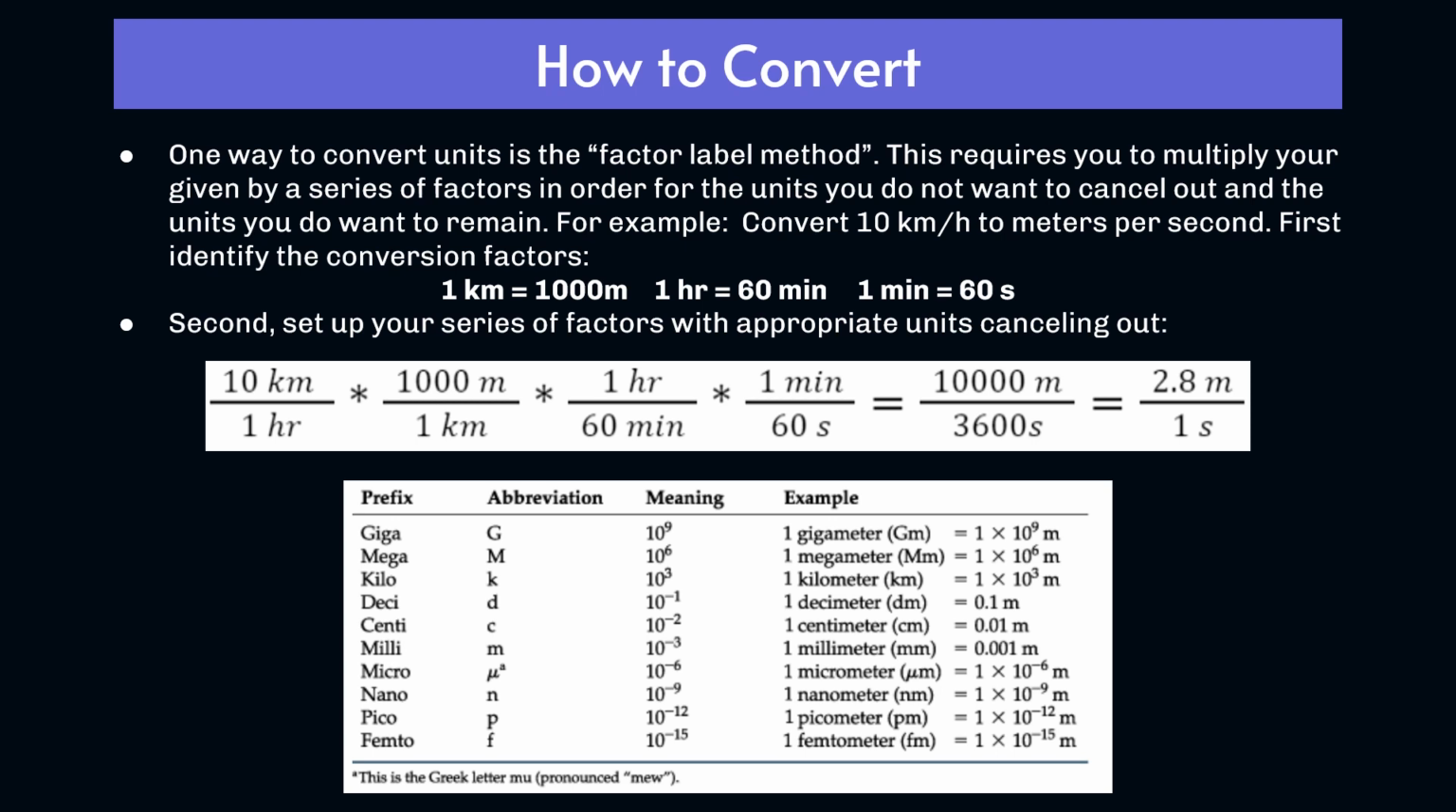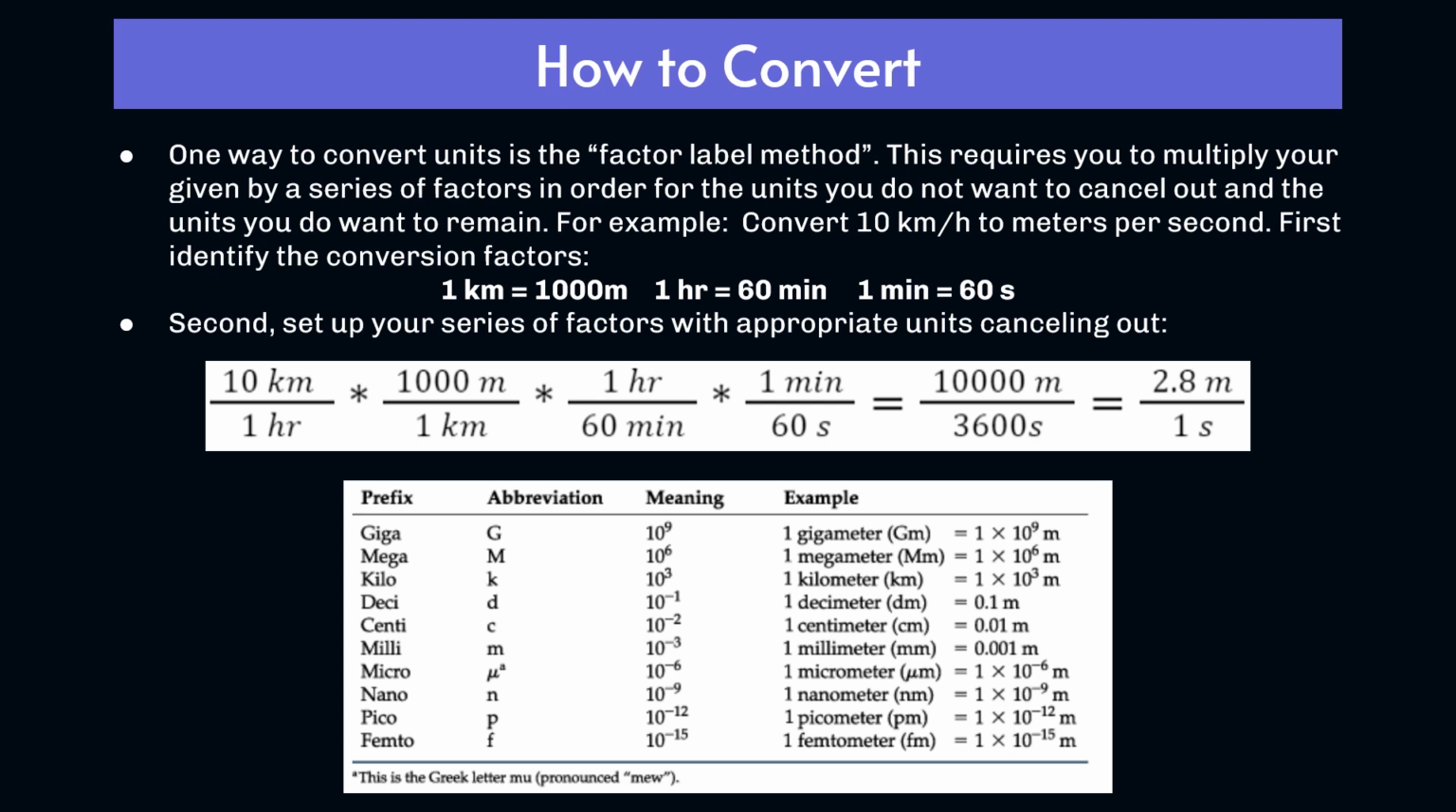So what we have here is called the factor label method. This requires you to multiply your given by a series of factors in order for the units you do not want to cancel out and the units you do want to remain. So for example, we're going to convert here 10 kilometers per hour to meters per second, and I have it written out there already. First, we can either identify the conversion factors, which we must for our time, because we don't have an easy prefix way to go about that.